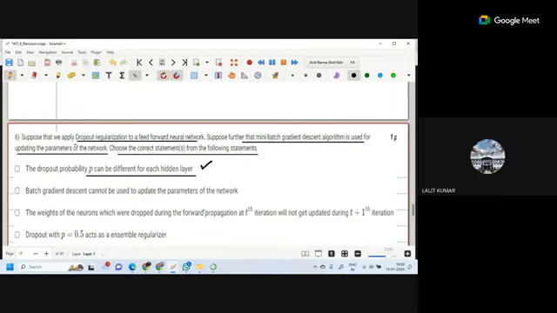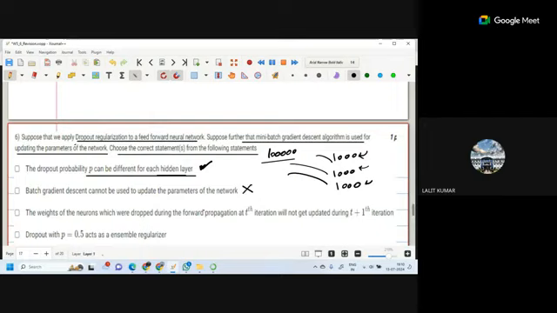Mini batch just means that there are 10,000 data points and we feed them in groups: 1,000, then another 1,000, another 1,000. But the dropout probability P can be different for any of the layers; it is generally chosen hidden layer wise. Next: batch gradient descent cannot be used to update the parameters of the network.